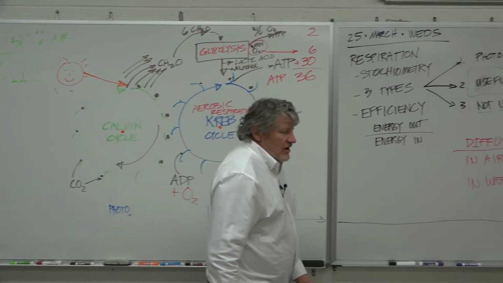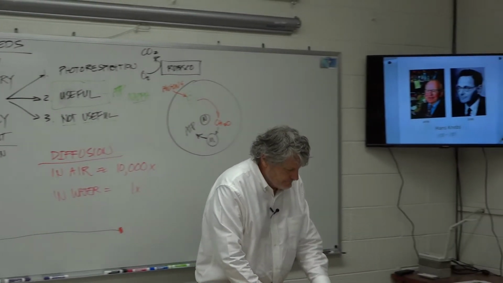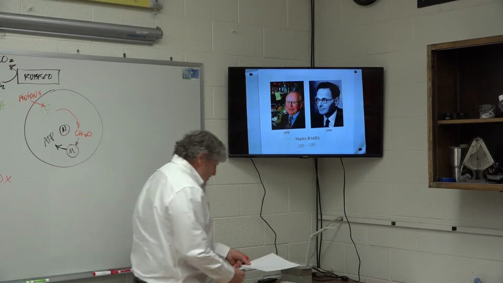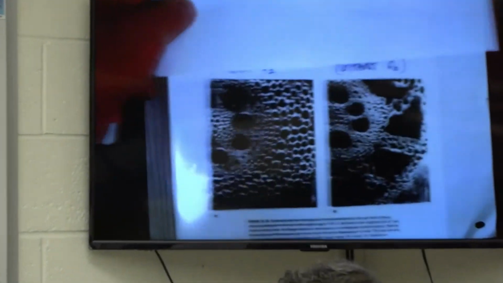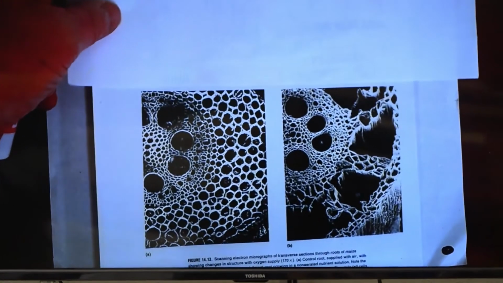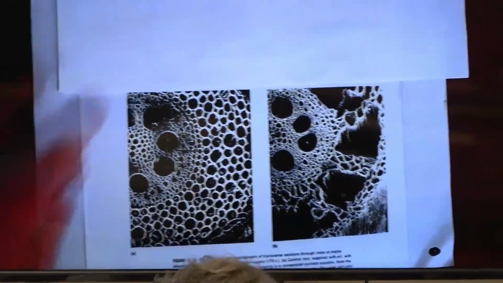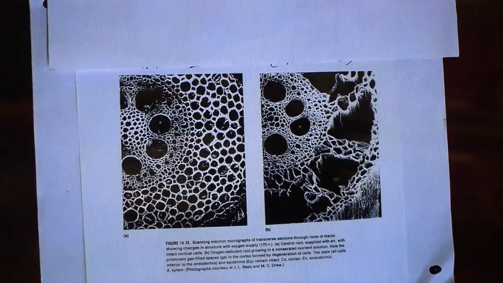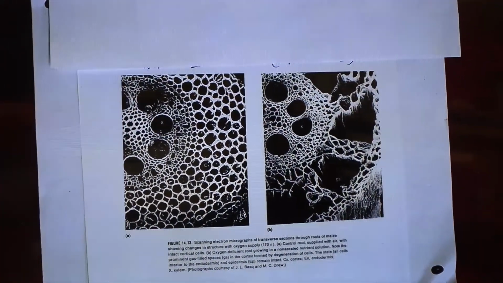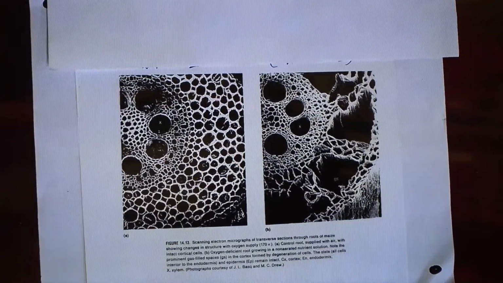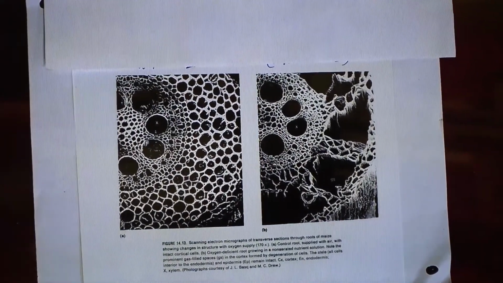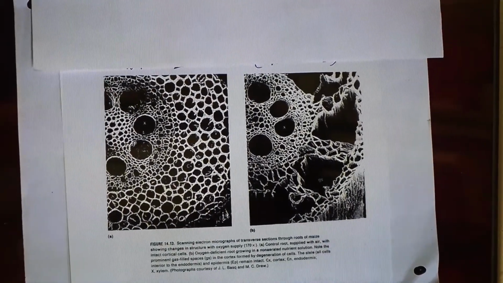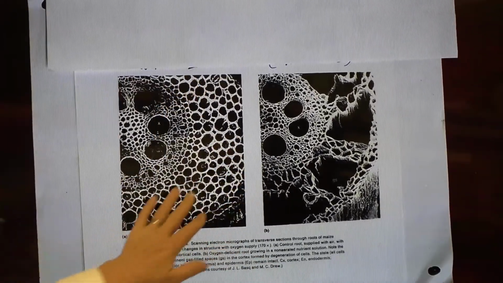I'm going to show you a picture of how plants deal with that. This is a picture that is in many plant science textbooks. I think Jennifer McAdam has a picture just like this in her plant structure book. This is a picture of a cross-section of a root. Let's look at this one first.